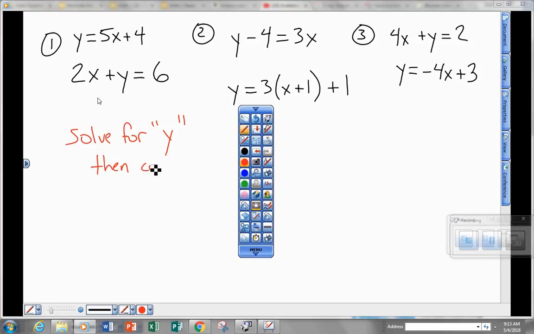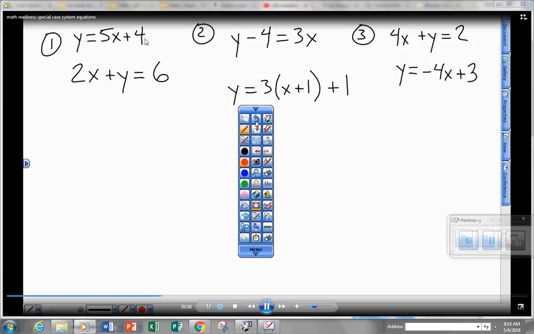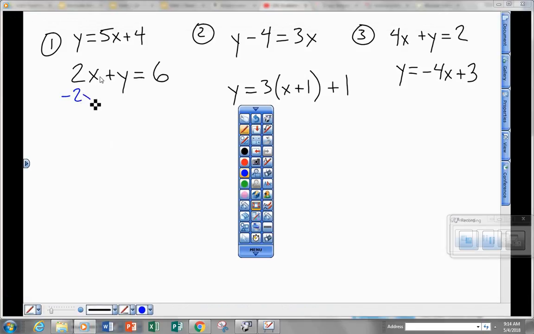So you should be able to look and tell how many solutions you have. So, solving equations for y like we practiced. That first one is solved for y, so I leave it alone. It has a slope of 5 and a y-intercept of 4. That second one, I need to do the math to it to solve it for y.